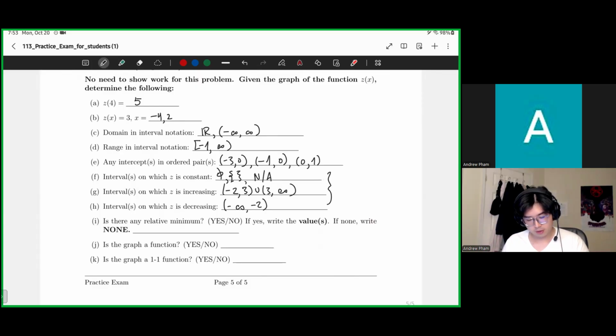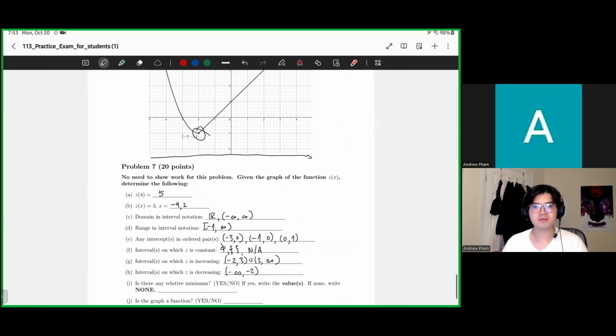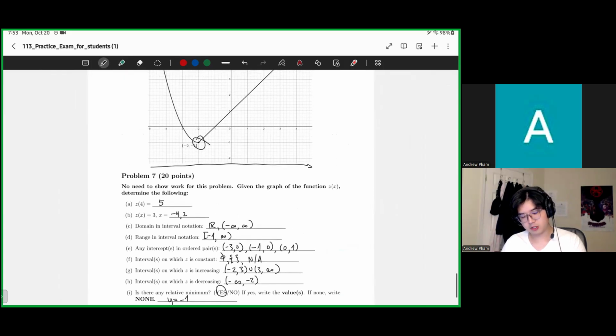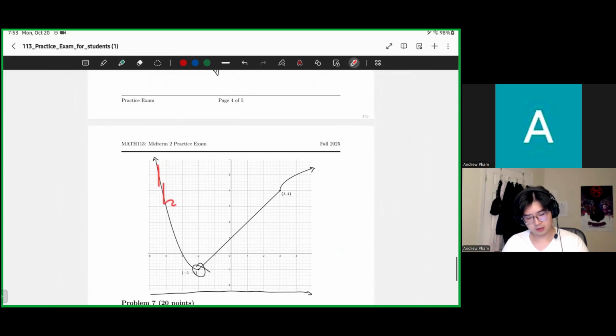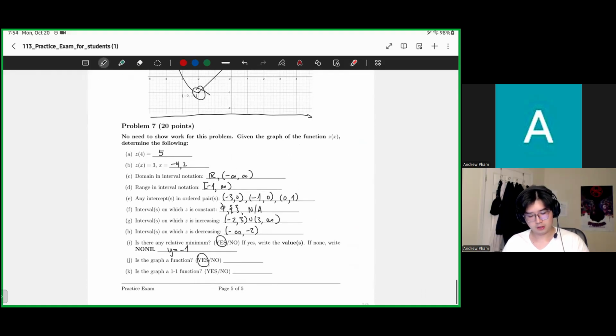All right. For I, is there a relative minimum? Yes. It's right there. And then the minimum is the y value, so y is equal to -1. Is this graph a function? Yes. Vertical line test, guys. You can see that it satisfies it everywhere. However, it's not one-to-one because of the horizontal line test. Yes, no.